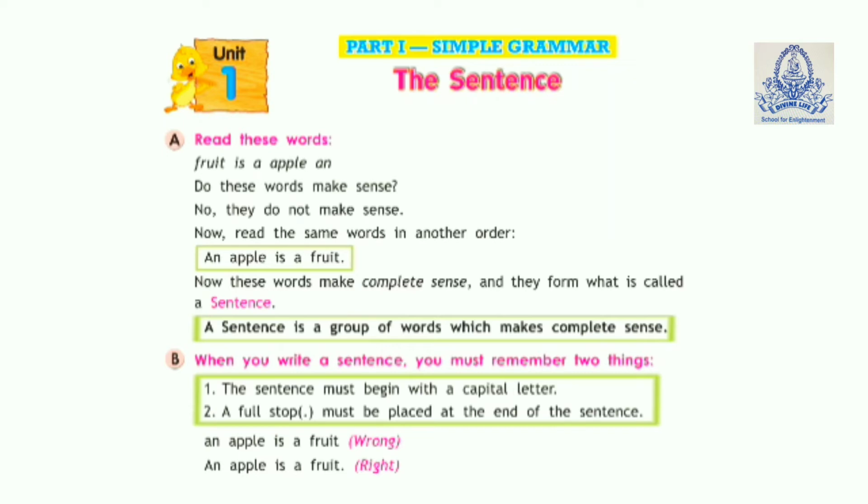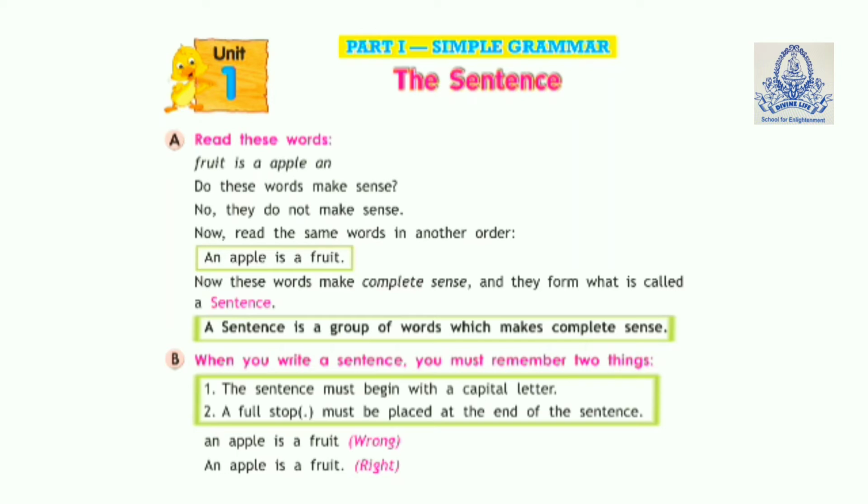So when you write a sentence, you must remember two things. The first thing you have to remember is that the letter should be capital from the word which it begins. For example, we will again see an apple is a fruit. A and an, their A is capital. And a full stop must be placed at the end of the sentence. What is a full stop? A small dot that you can see at the end of the sentence.